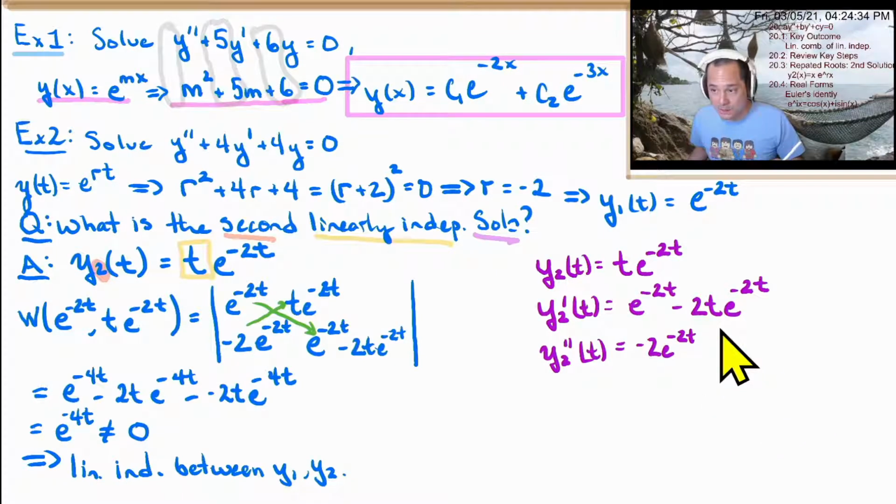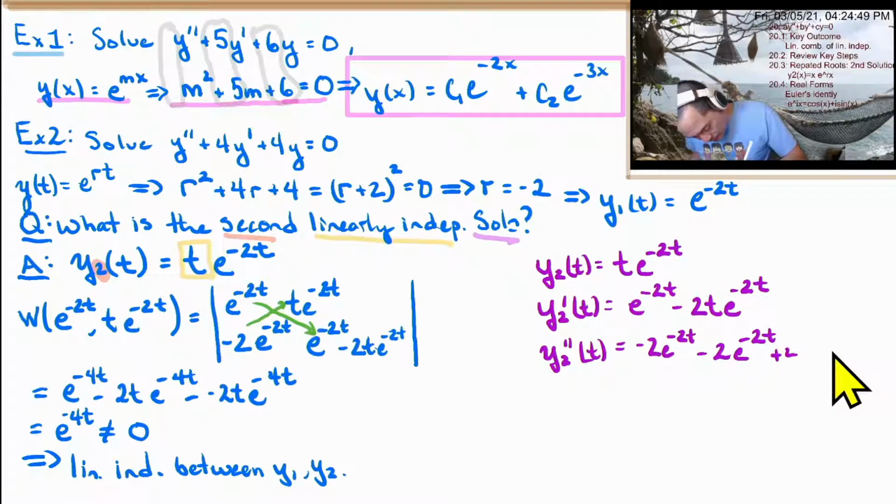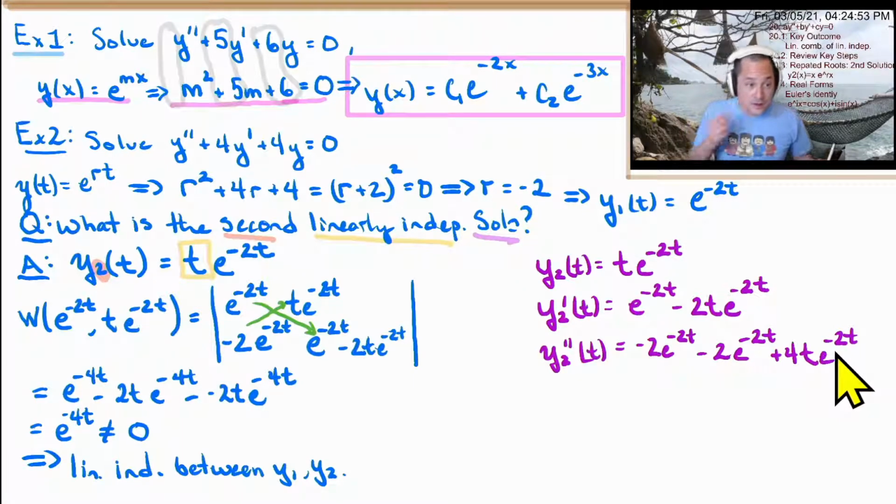But the second term in y prime, I have to apply a product rule there. So I take the derivative of that t, leaving behind a 2, e^(-2t). And then I take the derivative of e and leave the negative 2t alone. So another negative 2 will come out front, giving me a grand total of 4te^(-2t). Okay? Those are my derivatives.